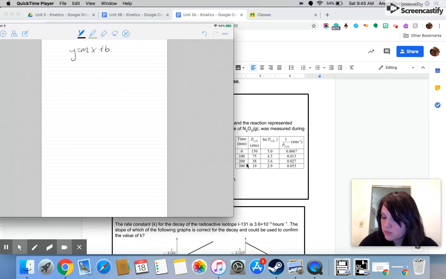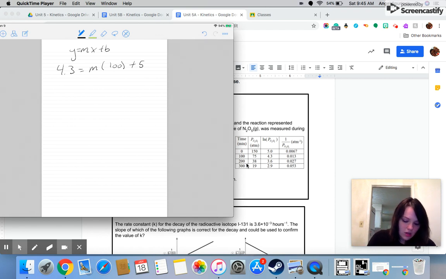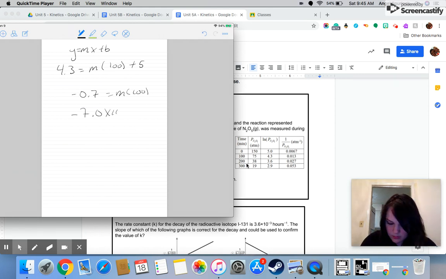Y equals mx plus b, where y is going to be 4.3. M is what we're solving for, x is 100, and our y-intercept is 5, because that's the y point when our time is equal to 0. Again, we should find that we get a negative slope because this is first order, and that is exactly what we're going to see. Divide by 100. We'll end up with negative 7.0 times 10 to the negative third, and that is our slope.